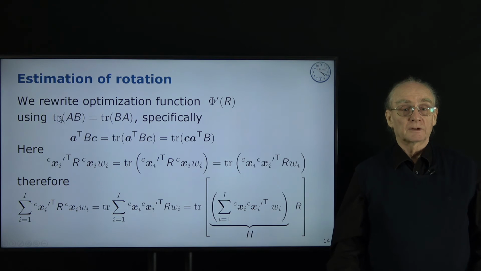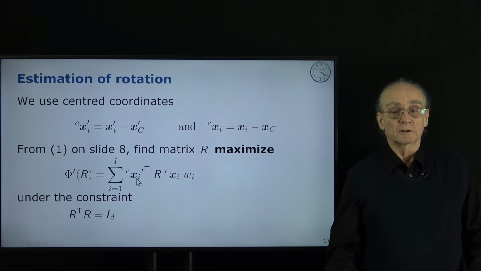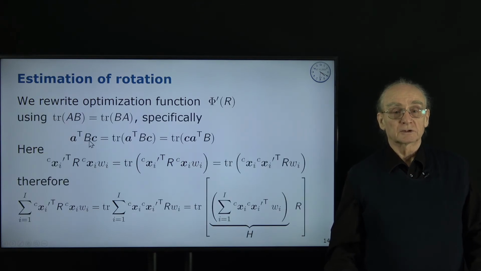Now we come to the optimization function and we rewrite it. We use a classical result from linear algebra. That means the trace of a product AB is the same as the trace of the reverse product BA, if the matrices have the proper size. And we need it for rewriting this bilinear form. So this is a bilinear form. You have here a row vector multiplied with a matrix multiplied with a column vector. So we have this structure here. Now it is a scalar and its trace is the same. So we have the trace of this matrix.